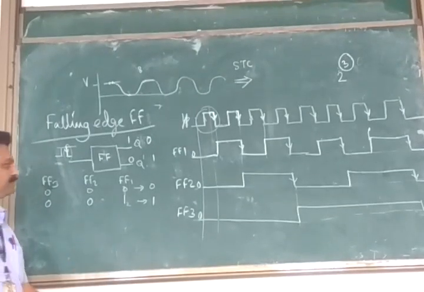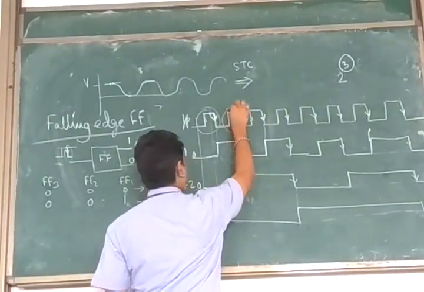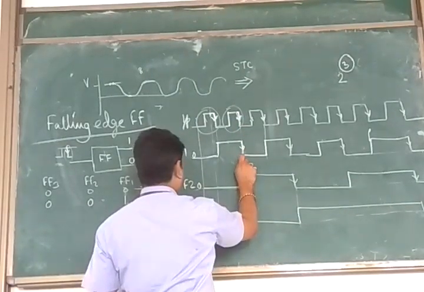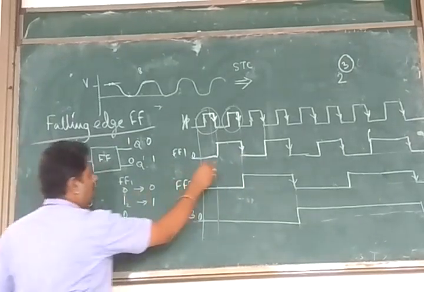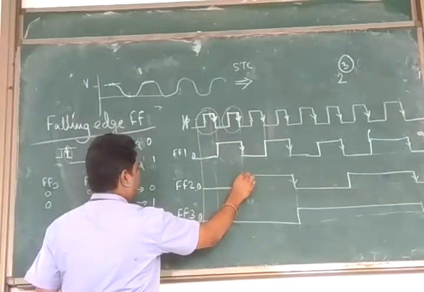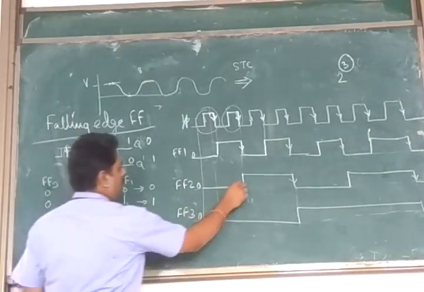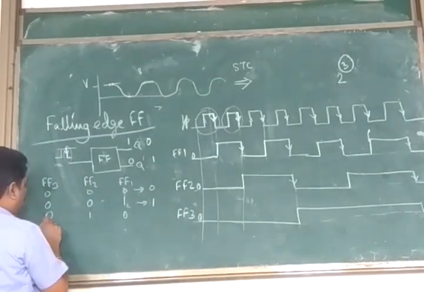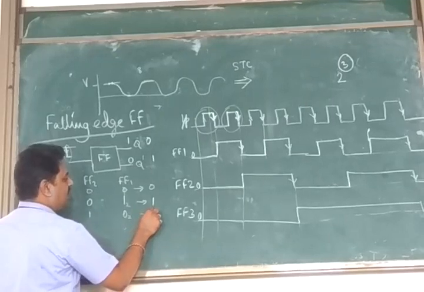You understand that? Now, at the end of the second pulse, I am looking. What is the value at the end of the second pulse for F1? 0. What is the value for F2? 1. What is the value here? 0. So, 0, 1, 0 base 2 is the digital equivalent of?